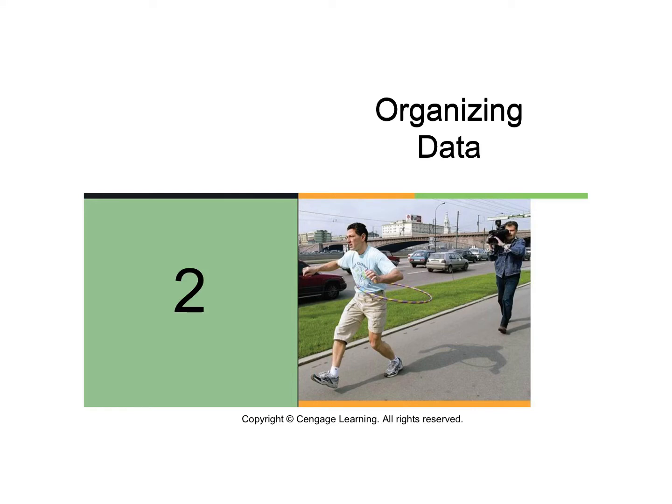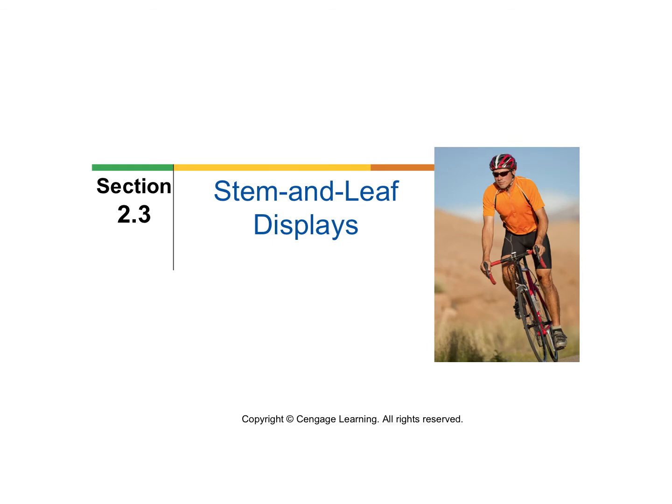Hey, Honors Stats, continuing with Chapter 2. We're dealing with Section 2.3, and the concept is stem and leaf displays.